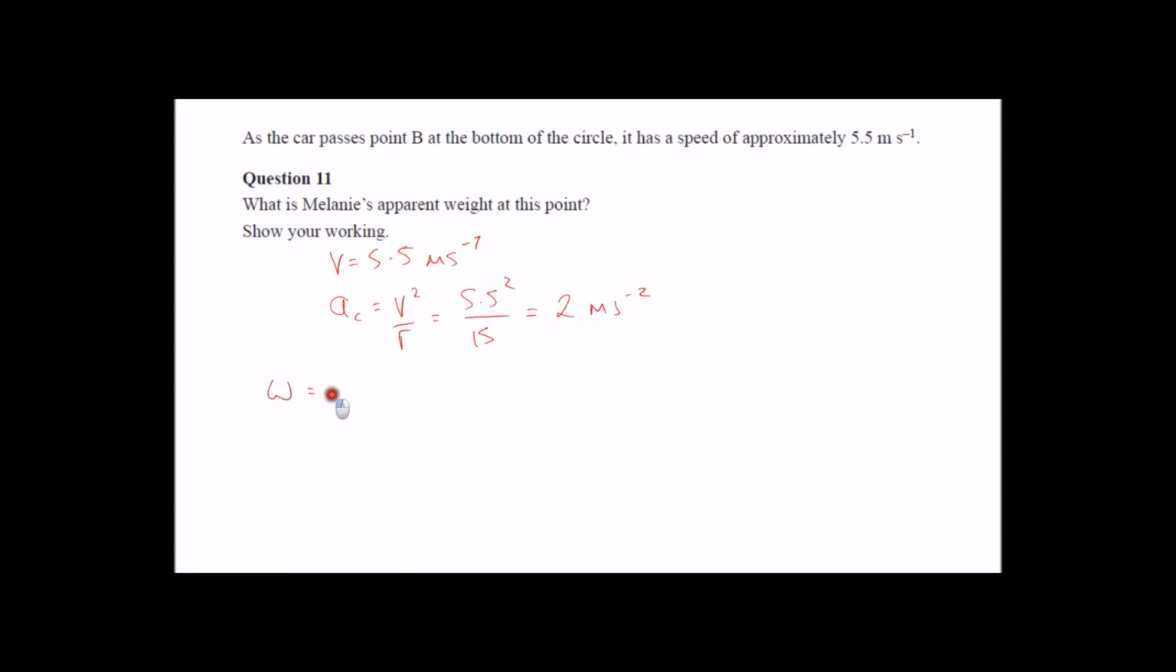Now apparent weight is mg minus ma. Now in this case, you do need to put a minus sign on that centripetal acceleration into your calculations, because if you think about it, we've got mg in this direction, but the acceleration is in the opposite direction, so one of them needs to be a negative sign. So we've got mg 60 times 10 minus 60 times minus 2. So we have got 720 newtons is her apparent weight at that point, which is slightly heavier than normal.